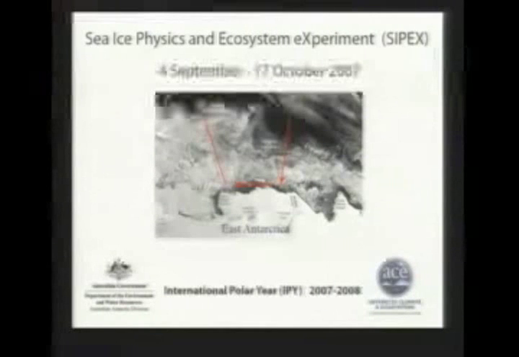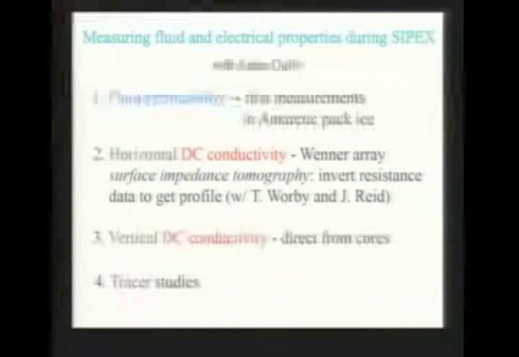And then finally, this was our most recent expedition down to the Antarctic. We actually made the first measurements of permeability in the Antarctic ice pack. We did surface impedance tomography, where we had probes on the surface to invert for the conductivity profile. But then, to relate the electrical properties to the fluid permeability properties, we did the first measurements where one actually extracts cores and then puts our Wenner array there to directly measure the vertical component.